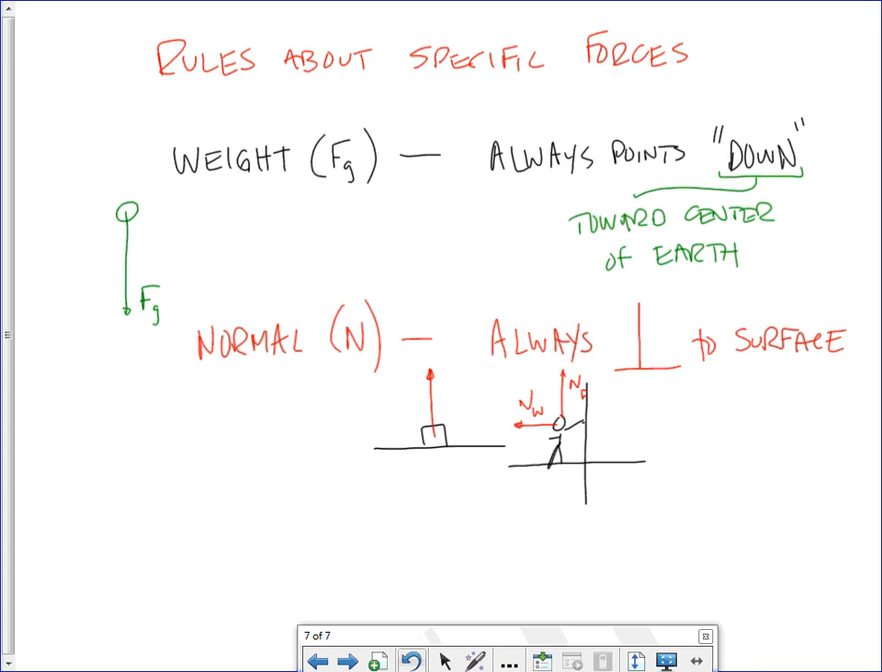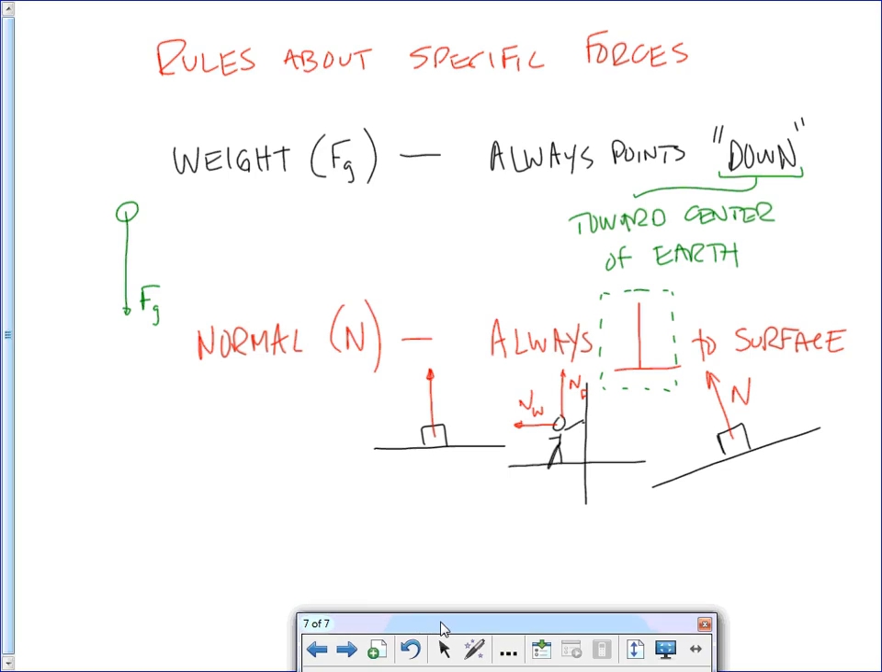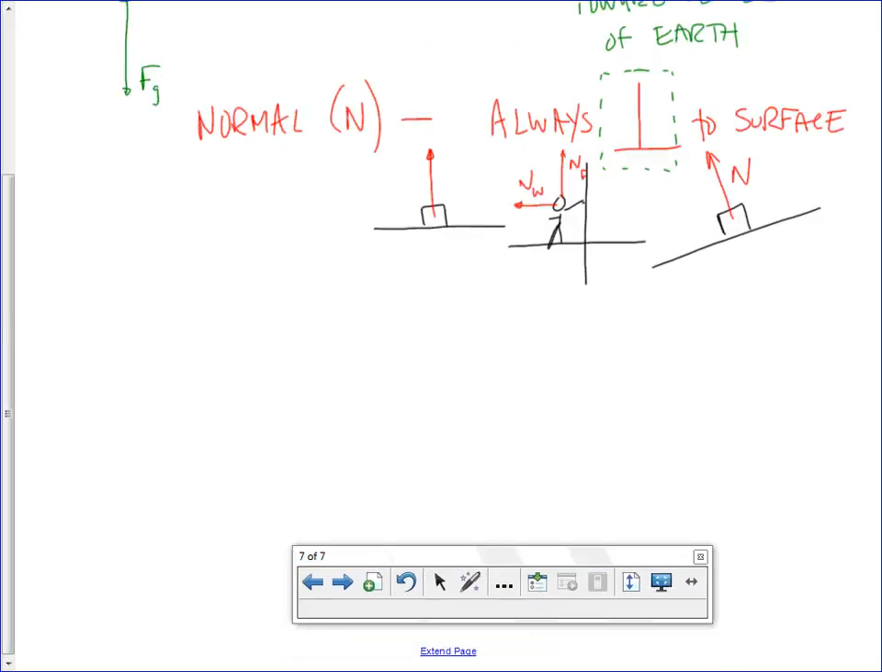Here's another case. Here's an object on an incline. The normal force points perpendicular to the surface. This symbol, the two lines that are perpendicular, means perpendicular. Okay? Tensions, ropes: you pull an object any old direction you want. No rules about tension forces.